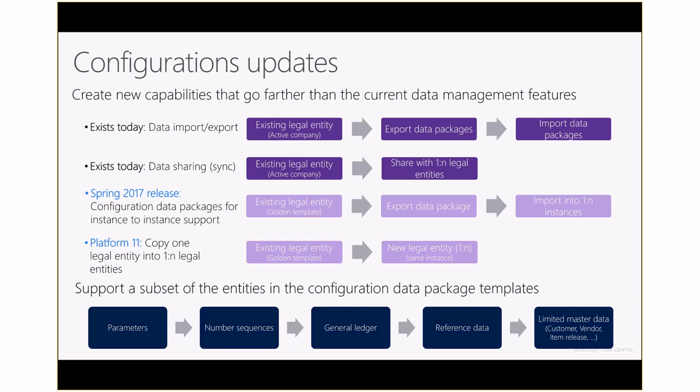The scope is parameters, number sequences, ledger, reference, and some limited master data. For copy legal entity, it's pretty much anything that you can export and then import, you can copy. If you can't export it or import it, don't expect the copy to do any better. We are using the existing export-import framework with some special performance enhancements to make sure that it goes fast. But if you can import it or export it, you can copy it. So that's what we did.